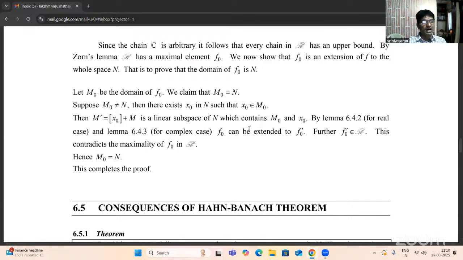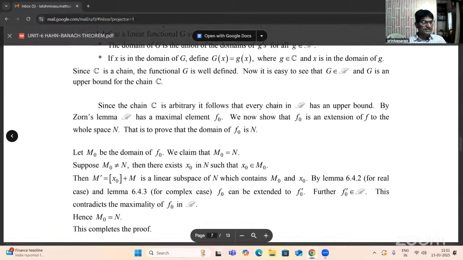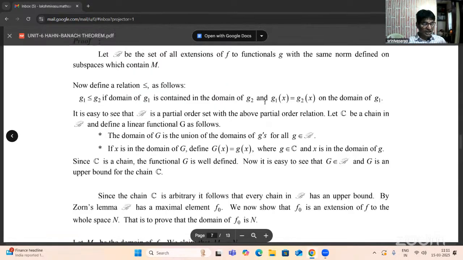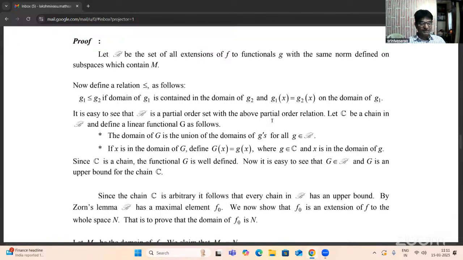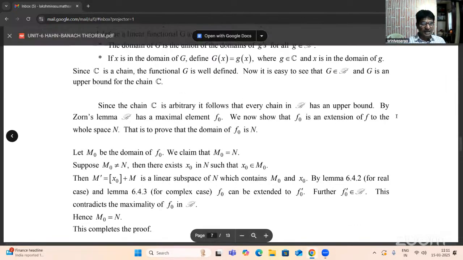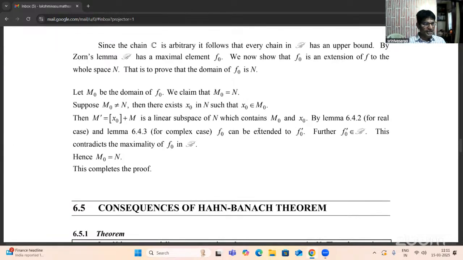Through those lemmas, f naught can be extended to small f naught dash. That is the image of the linear functional part. So f naught dash is also script B. What is script B? The set of all extensions of the functions. We are taking another one, f naught dash, which is also an extension of f naught. So f naught dash also belongs to script B.